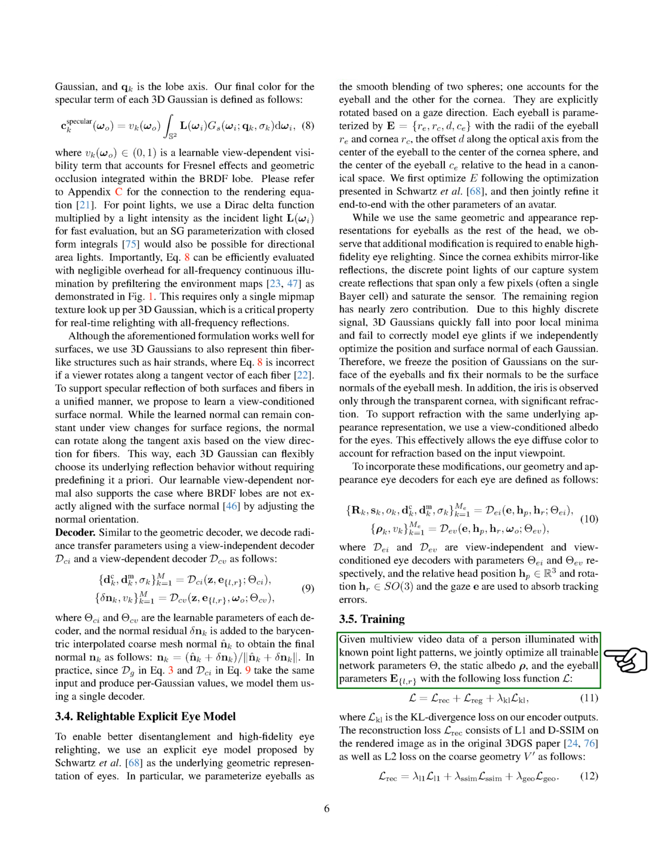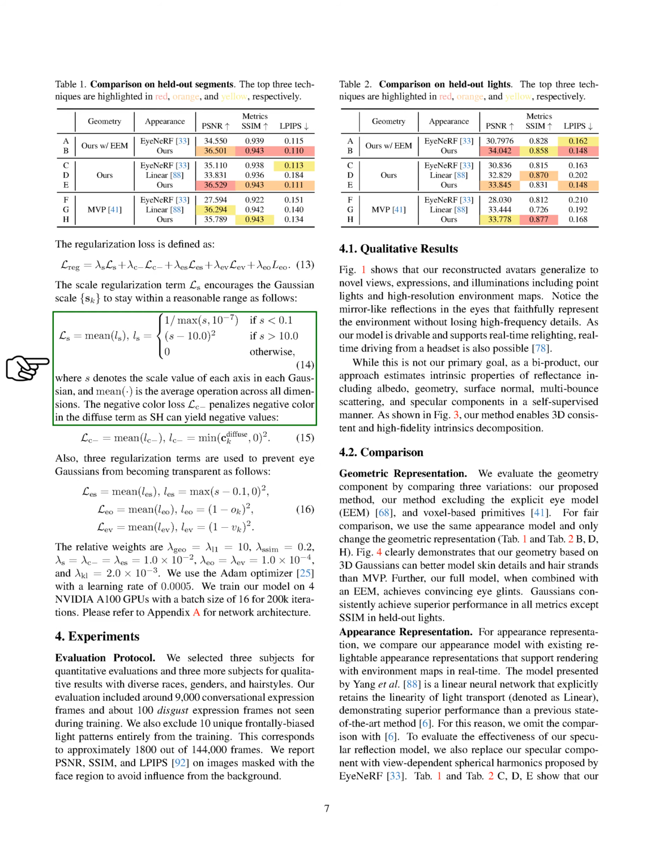We train our model using multi-view video data of a person lit with known point light patterns. We optimize all the trainable network parameters, the static albedo, and the eyeball parameters using a loss function that includes a KL divergence loss on our encoder outputs, a reconstruction loss on the rendered image and the coarse geometry, and a regularization loss. We also include several regularization terms to prevent the Gaussians in the eye from becoming transparent.